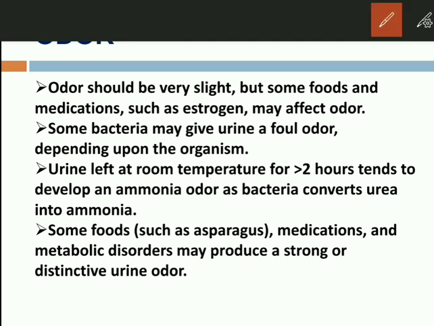Odor. Odor should be very slight, but some food and medication such as estrogen may affect odor. Some bacteria may give urine a foul odor depending upon different types of organism. In normal condition, when urine is left at room temperature for more than 2 hours, an ammonium odor is developed because the bacteria convert urea into ammonia.